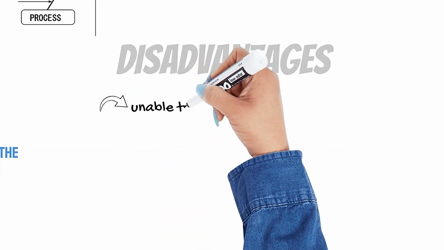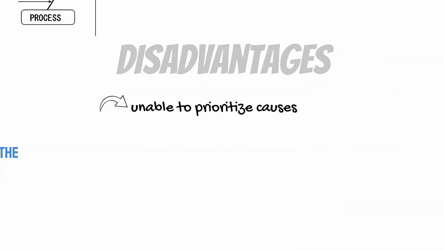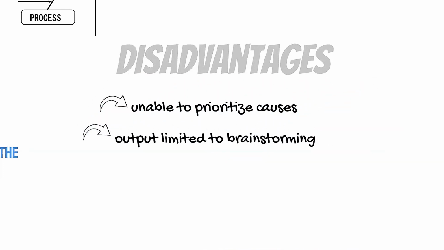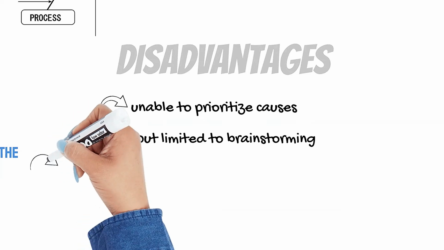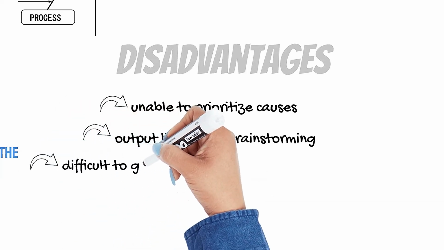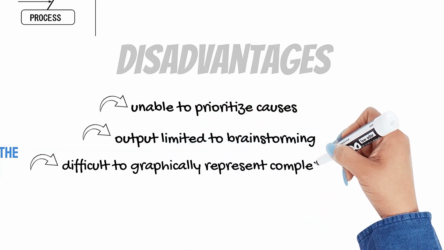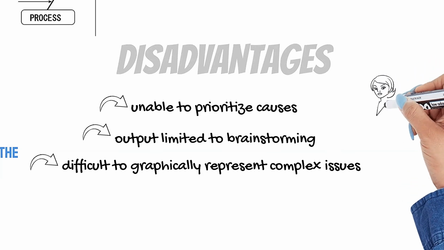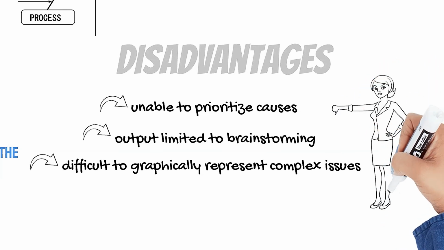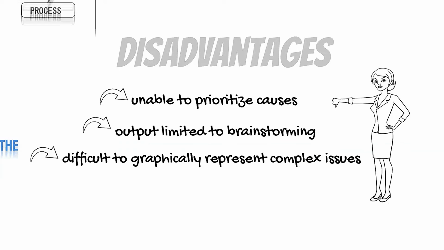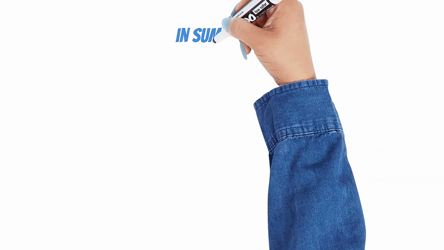In terms of disadvantages, the diagram doesn't help you prioritize causes. You have to do that by yourself. The output of the brainstorming is only as good as your discussion or session with your team. They can also become unwieldy to use for very complex issues. For issues that may have a ton of potential causes, it's very difficult to represent graphically, and you may end up wasting time discussing causes that have very little impact on the problem.